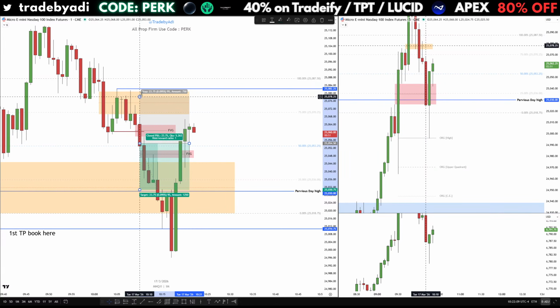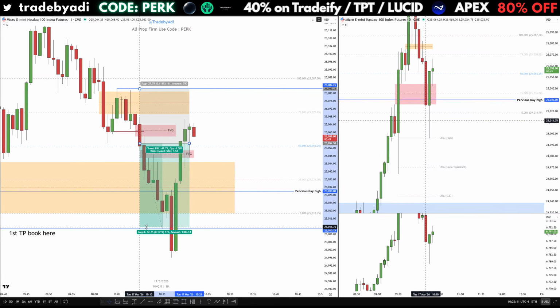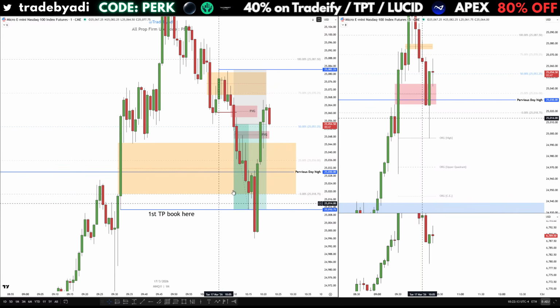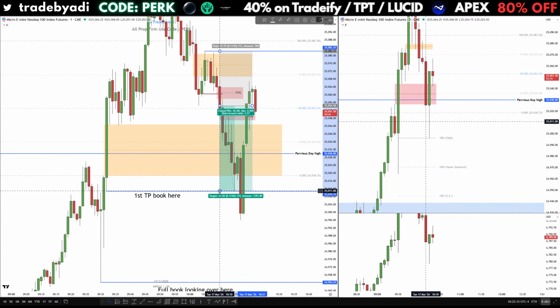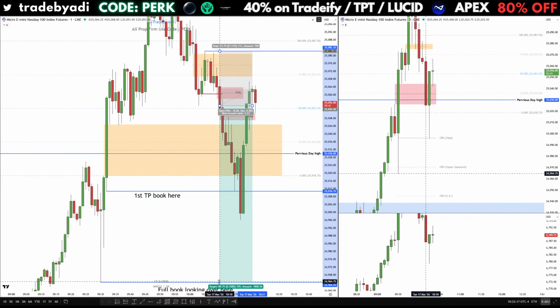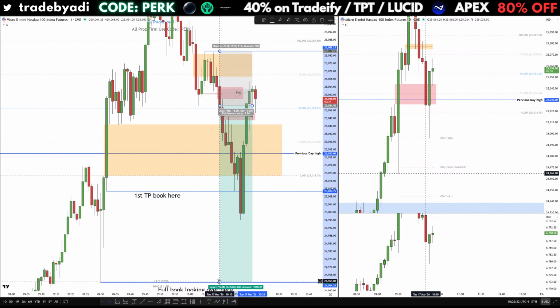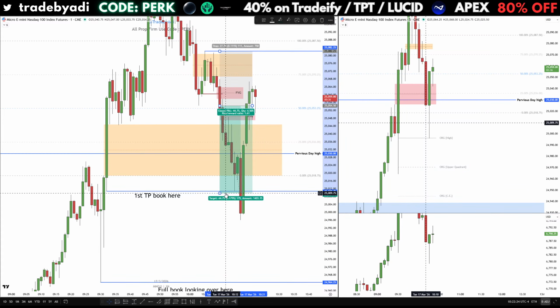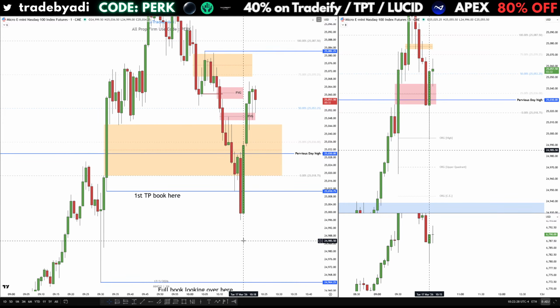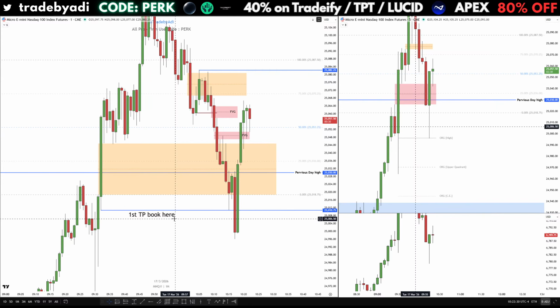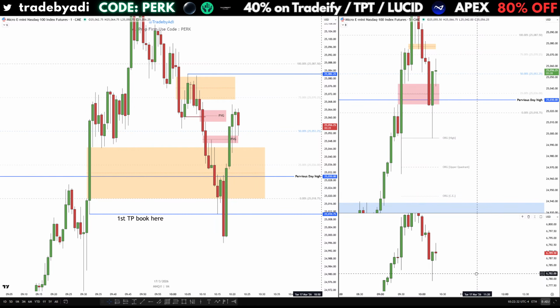My SL was over here. My first TP was over here, and the second TP was like this. I at least know when to do the high risk and when to go for the low risk. Am I right?